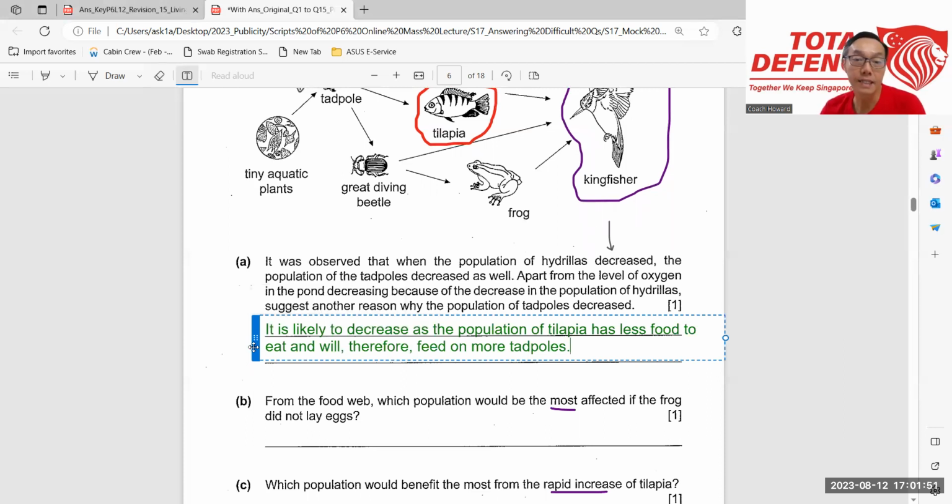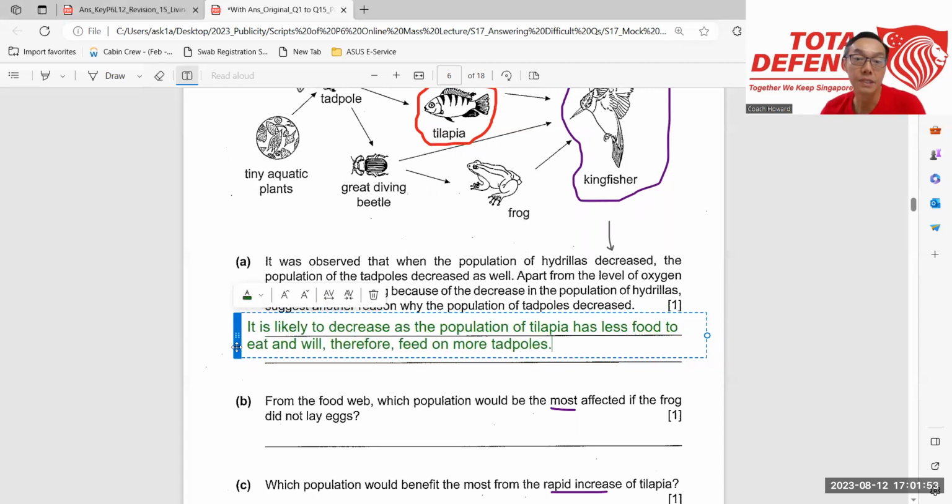It is likely to decrease, okay, as the population of tilapia has less food to eat because of less hydrilla. Okay, wait first. Let me see how to improve the answer.